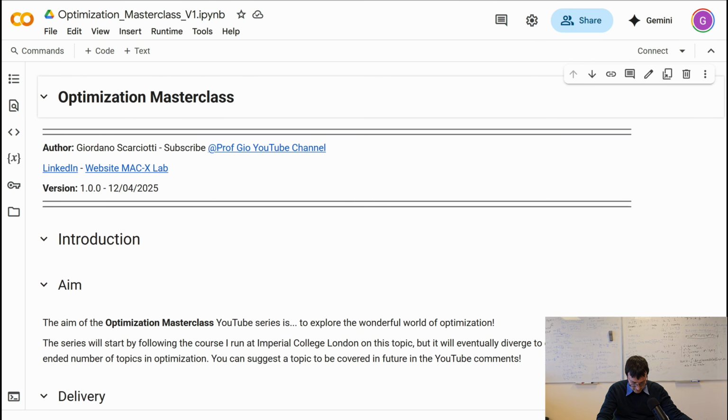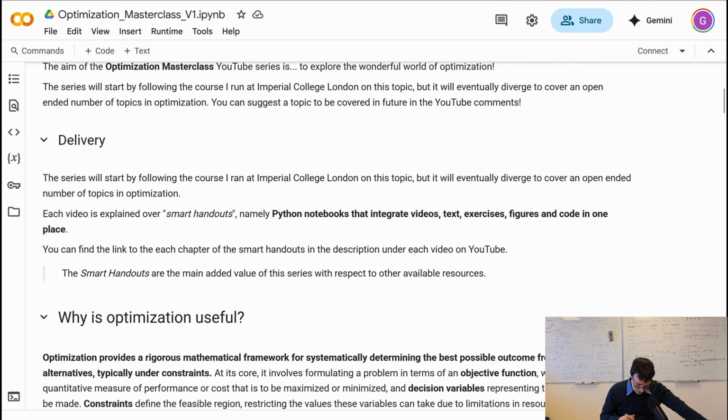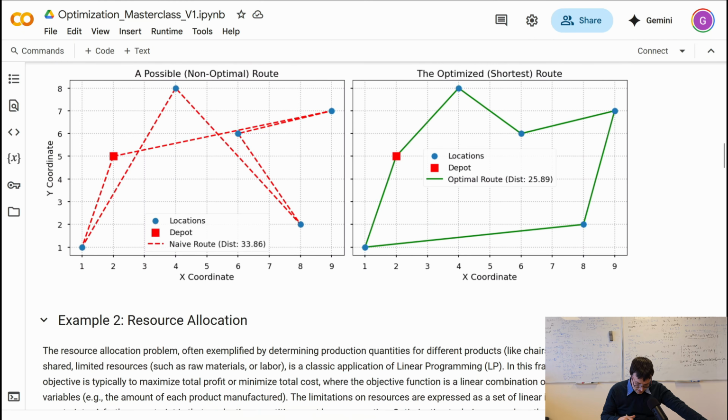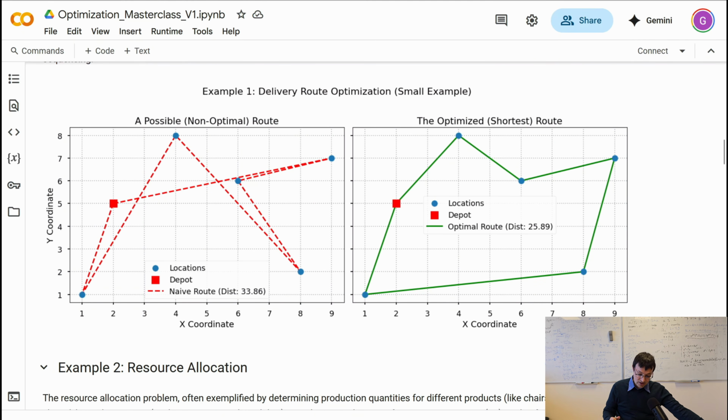So what is a smart handout? A smart handout is essentially a Python notebook, which I share with you through Google Colab. This means that you can import this file on your own drive, and then you can edit it, run it, change the code, and so on. Why do I call this a smart handout? Because it essentially blends videos. It's not present in this screenshot because I'm creating the video now, but there will be a video on this file, which is this recording that I'm doing right now.